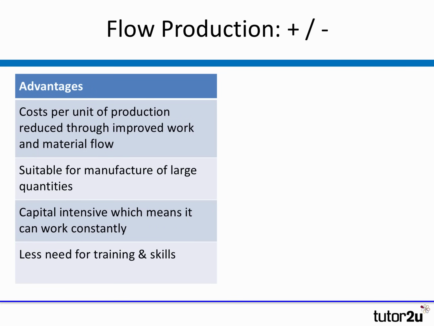The key benefit of flow production is that it enables very high quantities of output to be produced. So flow production is the most suitable for the manufacture of very large quantities, for example, chocolates. And also, because flow production is quite sophisticated and complex, it's ideally suited to a capital-intensive approach, in particular automation of some, if not all, elements of the production process. It therefore requires less labour and therefore less investment in training and skills.